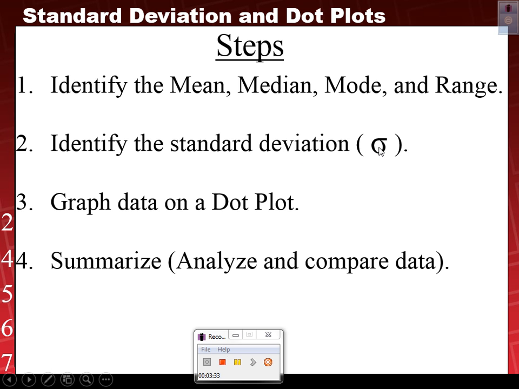Everybody look up. It looks like a sideways 6, doesn't it? This is a Greek symbol for sigma. Sigma is usually the sum or a total of something. So make sure you make note of that. This is our symbol for standard deviation. Step 3, graph the data on dot plots. We're going to do that today. And of course, we're going to summarize, which means analyze and compare data.